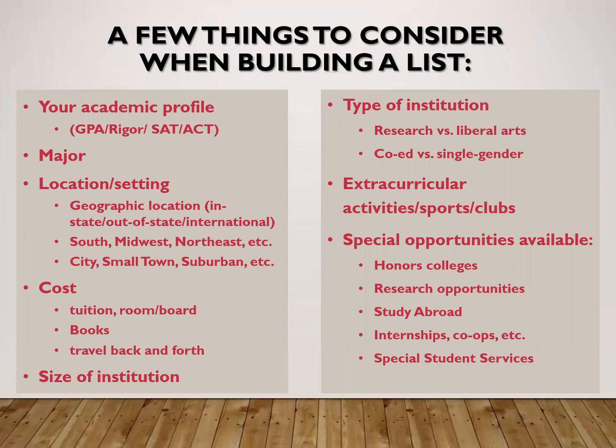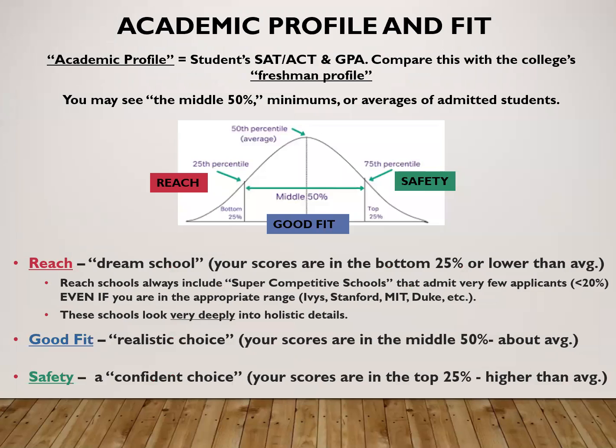But one of the most important pieces is going to be your academic profile and how well you fit academically with that particular college. So I've kind of referenced this a little bit in this presentation already. So by this, we're talking about your SAT, your ACT, your GPA, and you're going to be comparing that with the freshman profile of the particular college, the current freshmen, the ones who just got in. How do you fit with those applicants? So we like to talk about this bell curve here. You've got reach schools, good fit schools, and safety schools.